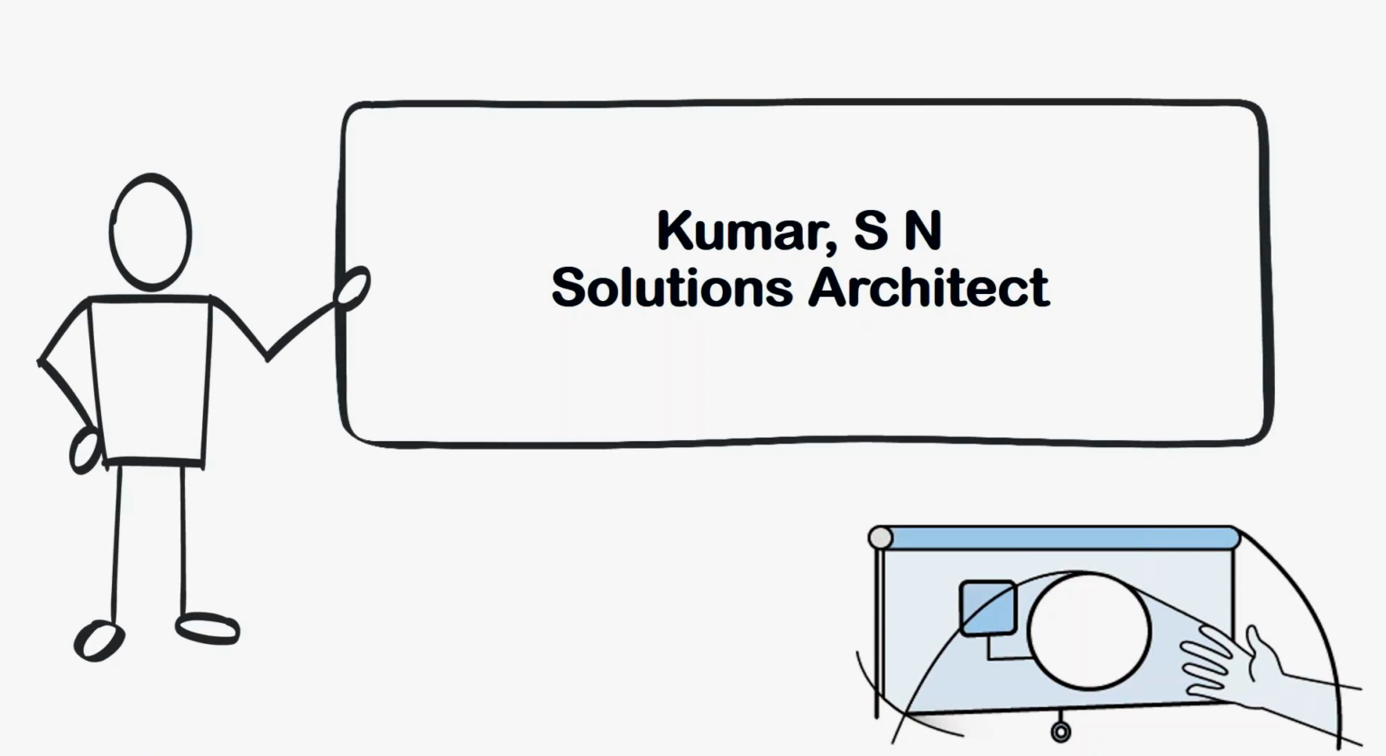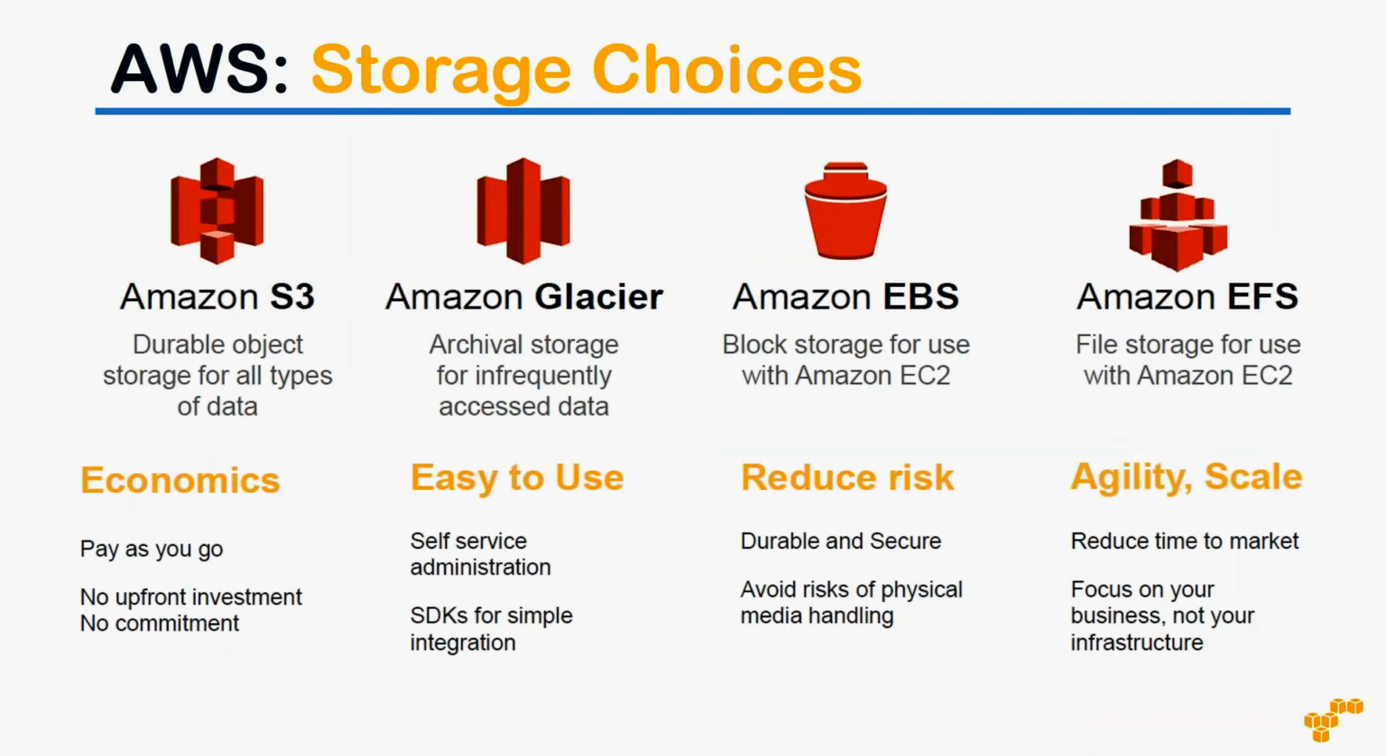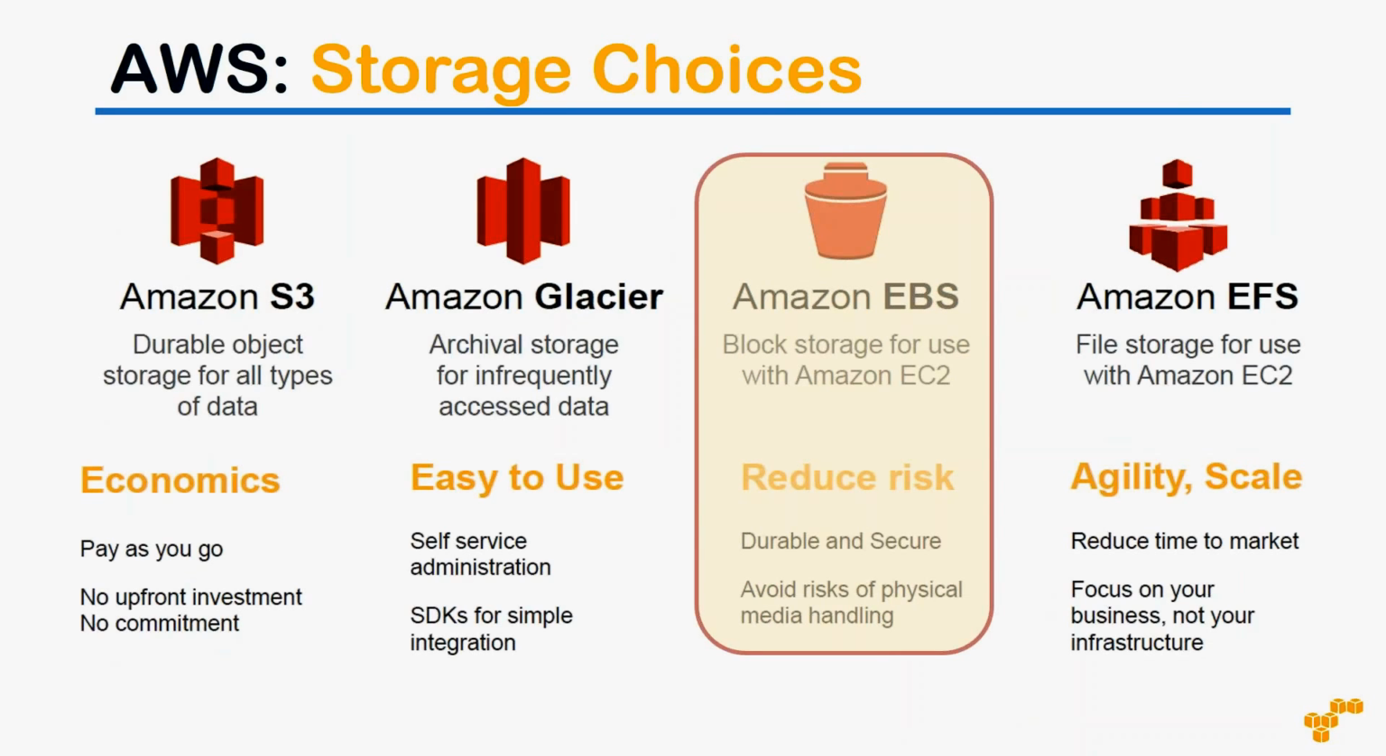So let's move forward. When you're talking about storage choices, multiple choices are available, starting from durable object storage and archival storage, block storage, and file level storage. Today's in-depth focus is going to be on Amazon EBS, that is the block storage for EC2.